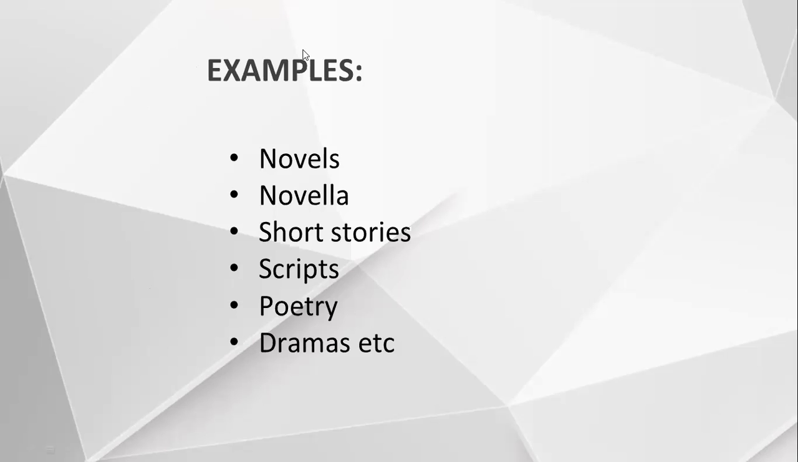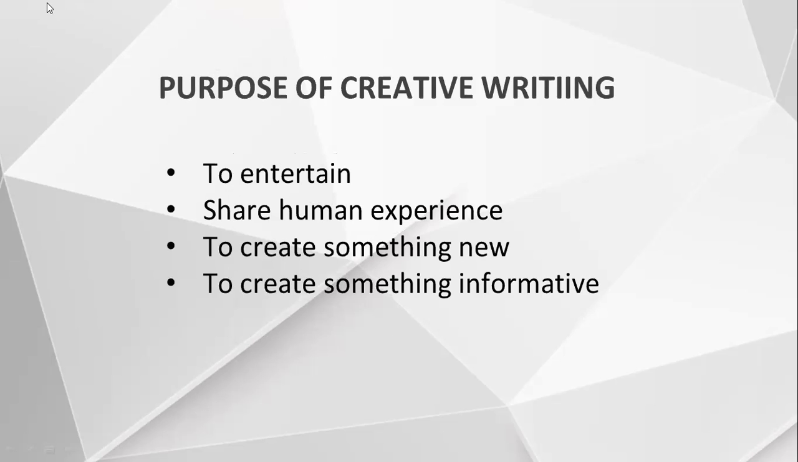Tell about the types of poetry and dramas. Briefly tell about the types of poetry. There is a sonnet, free verse, and ballad. Sonnet is a 14 line poem, considering the topic of love, where the lines rhyme within the 14 lines.